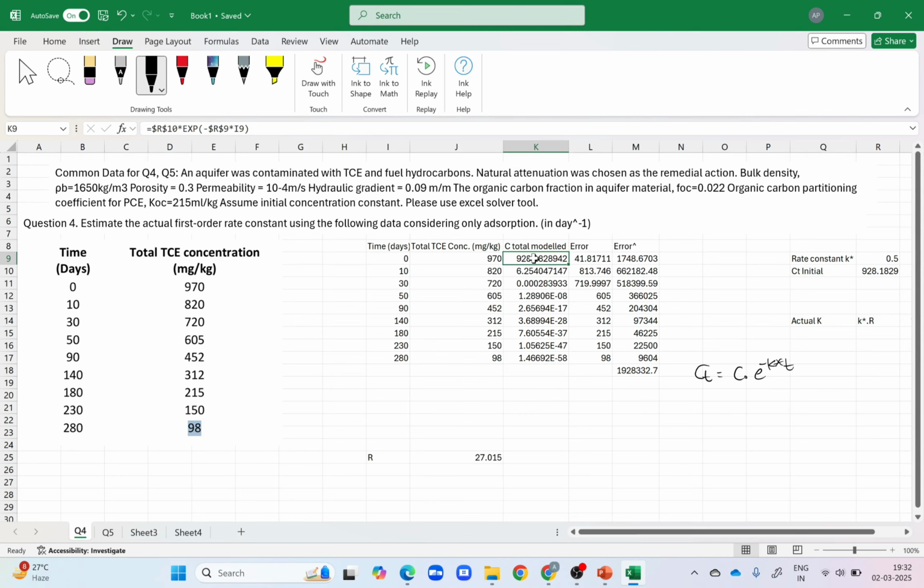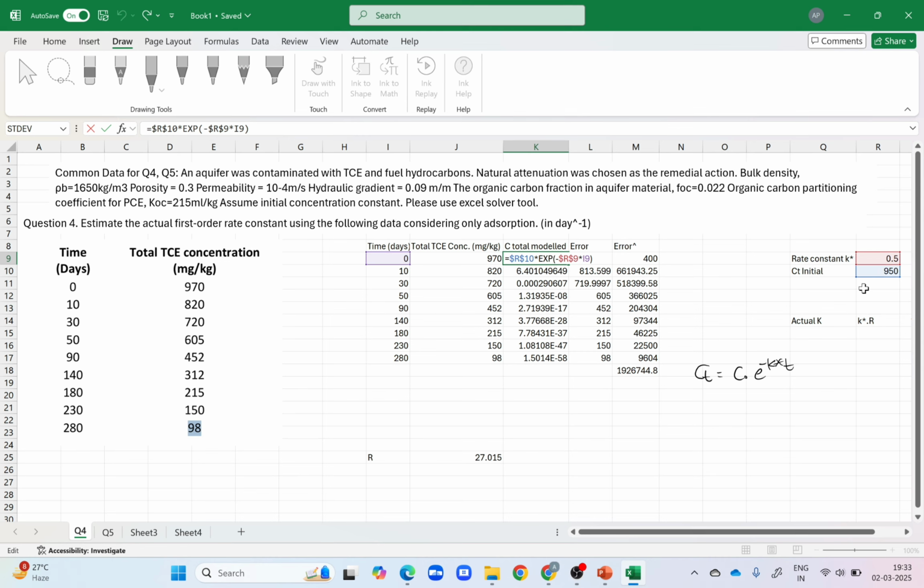So here we will write down the formula to find out the concentration. Concentration at any time t is C naught. Let us assume C naught, the initial concentration, to be 950. So concentration at any time t will be C naught times e to the power minus k star, which we have assumed as 0.5, into t, which is 0.